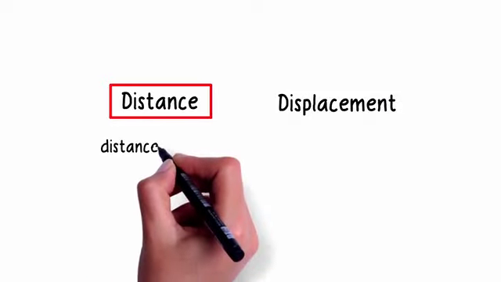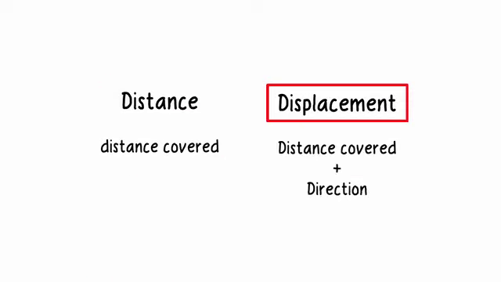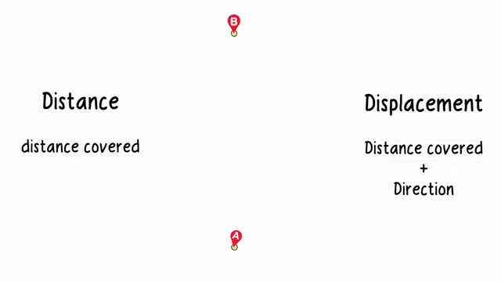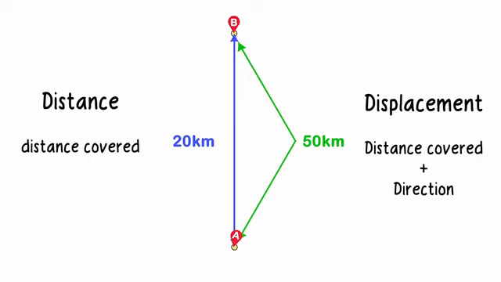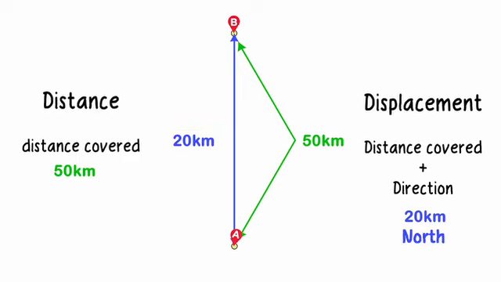It's similar to the difference between distance and displacement. Remember that distance just tells us the space covered, but displacement is distance with direction. For example, the distance between towns A and B is 20 kilometers. If we take a 50-kilometer route from point A to B like this, then the distance covered is 50 kilometers. But the displacement is 20 kilometers north of point A. Just like that, speed does not tell us the direction.